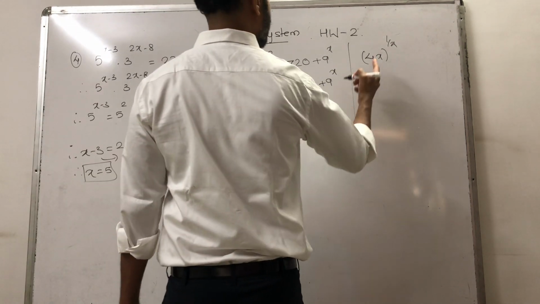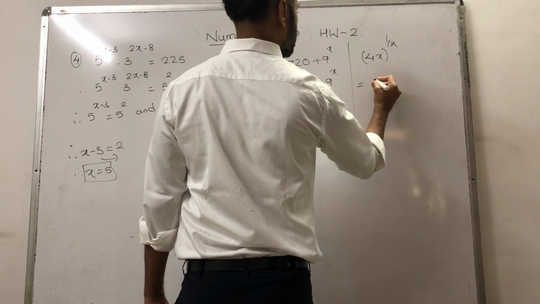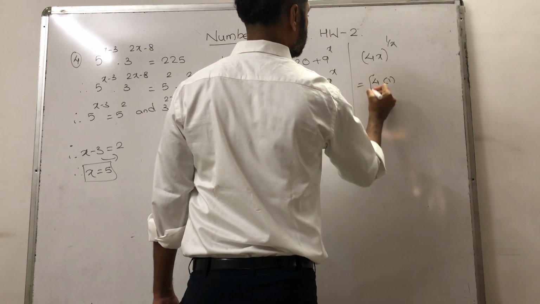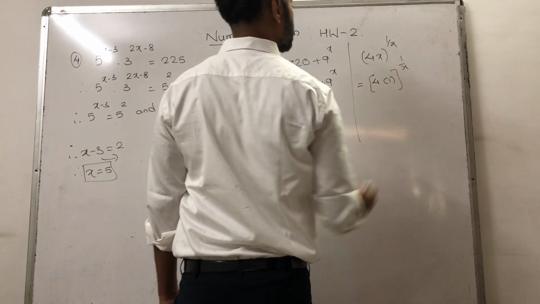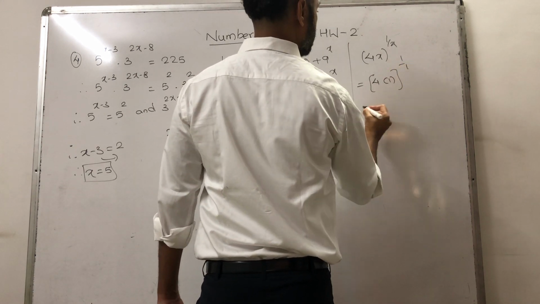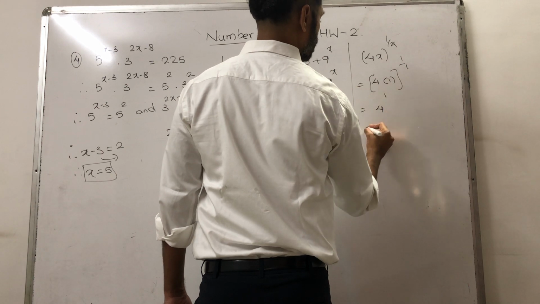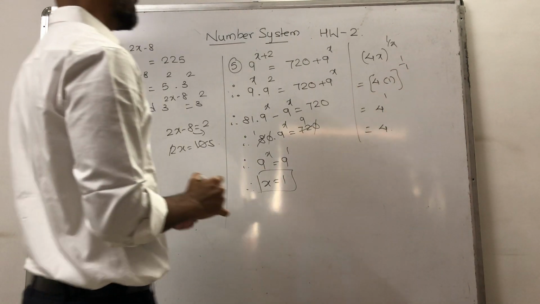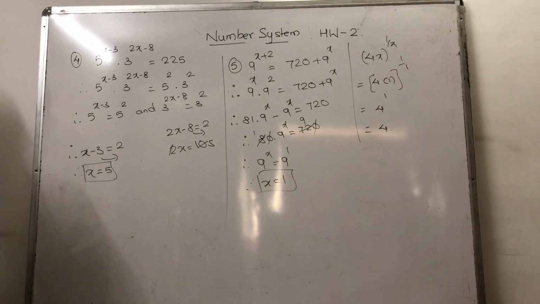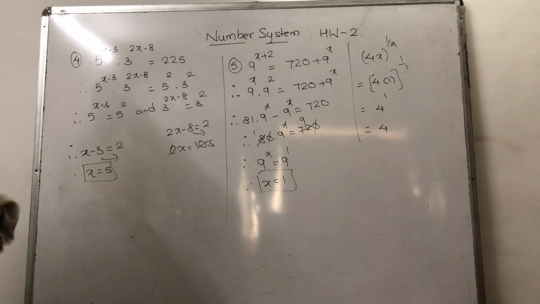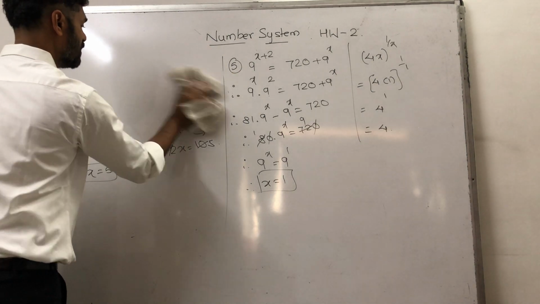Once you have the value of x, we have to find the value of this term. We know x is 1. So we replace x by 1. 4 into 1 is 4, sorry. And 1 by 1 is 1. So 4 to the power 1 is 4. That will be the answer for the fifth sum. Let's move on to question number 6.